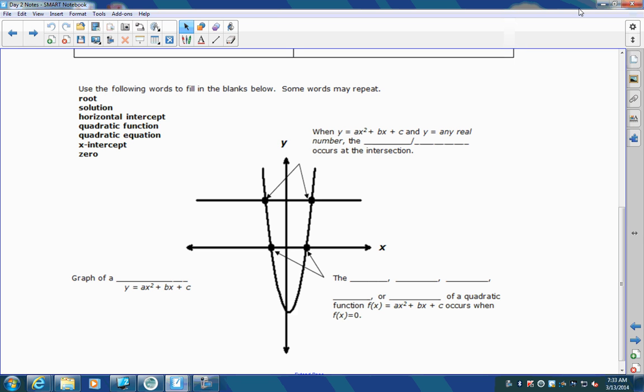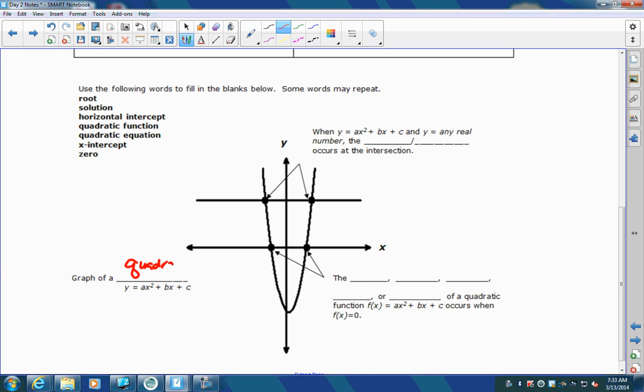When we started this unit, when we started talking about what it means to have solutions, what it means to have roots and zeros, we talked about some specific things. First off, when you have a graph that gives you a parabola, that curve, that is a quadratic equation.